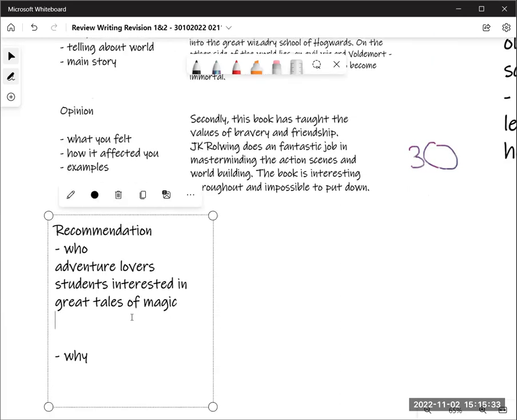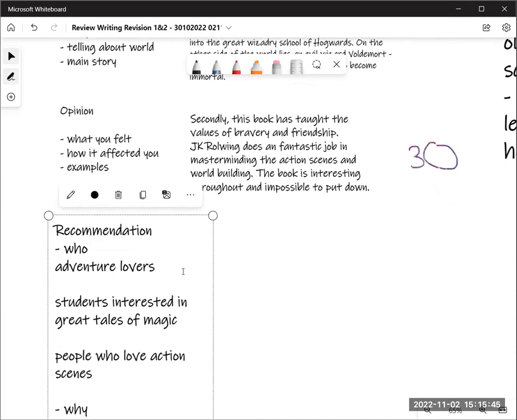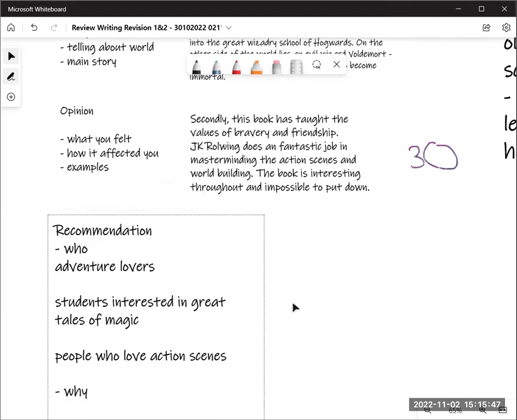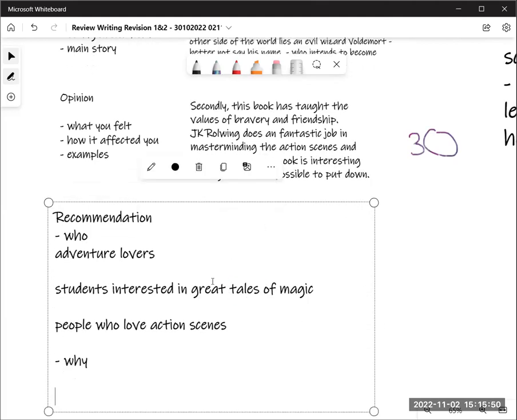You can say that. You can also say what other thing can you describe about this? We can say people who love action scenes. You have to be more detailed in our writing. We can't just say friends, cousins, or school classmates. We can say students. But we have to say why. So we have to say what kind of people. So adventure lovers, or people who like tales of magic, or people who love action scenes, right? All of these.